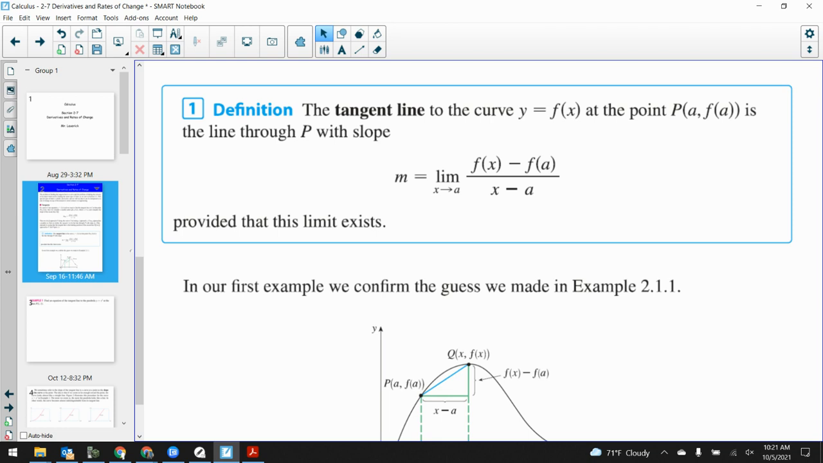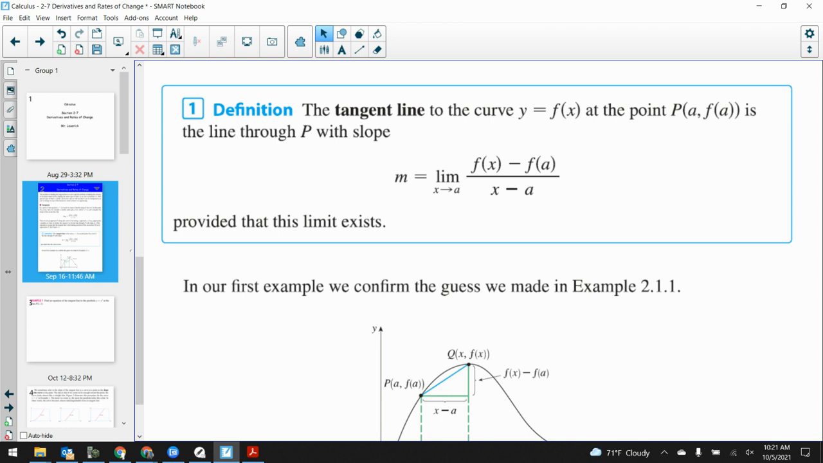If I'm looking for the tangent line, the slope is the limit as x approaches a of f of x minus f of a over x minus a. We're going to use this a whole lot. We are going to use that a lot. We're going to have another calculation of it too.